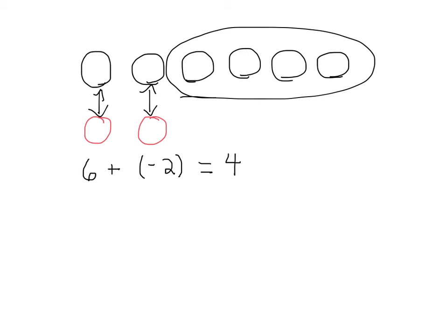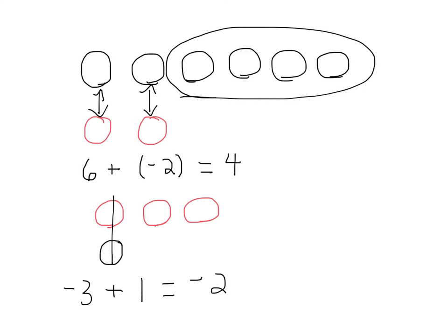Let's do another one. Let's say 3 negatives battle 1 positive, so I've got negative 3 plus positive 1. These guys take each other out, and it equals, remember the reds are representing negative, negative 2. Let's study these two examples. 6 plus negative 2 is 4. Negative 3 plus 1 is negative 2.